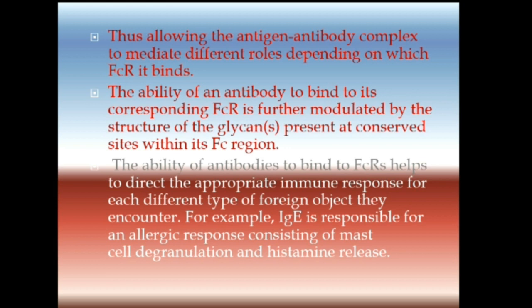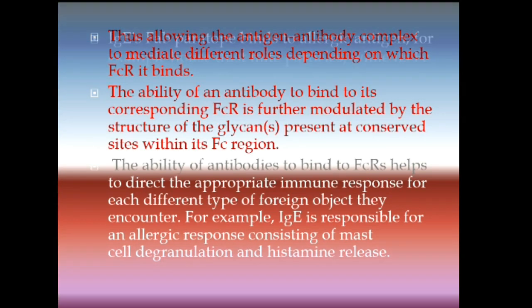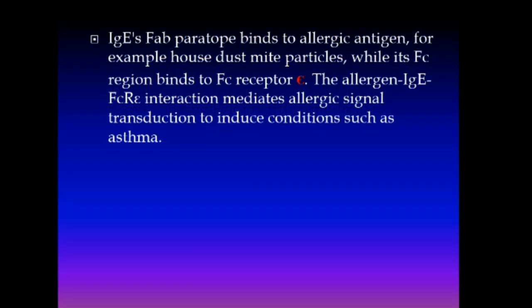For example, IgE is responsible for an allergic response consisting of mast cell degranulation and histamine release. IgE's fragment antigen binding paratope binds to an allergic antigen, for example house dust mite particles, while its Fc region binds to Fc receptor epsilon. The allergen, IgE, FcR epsilon interaction mediates allergic signal transduction to induce conditions such as asthma.